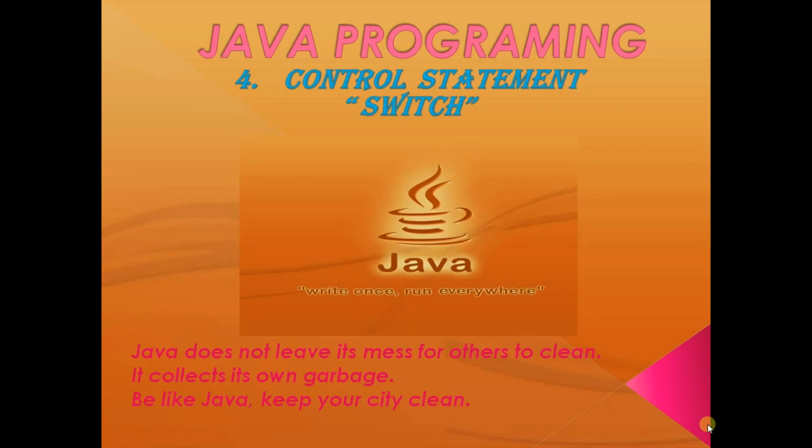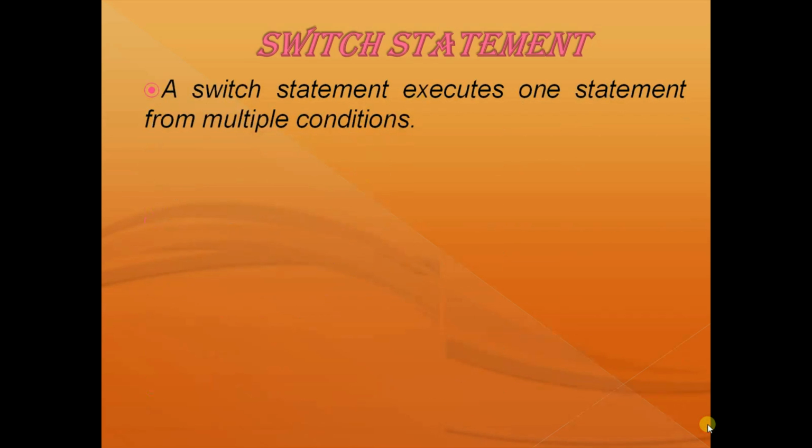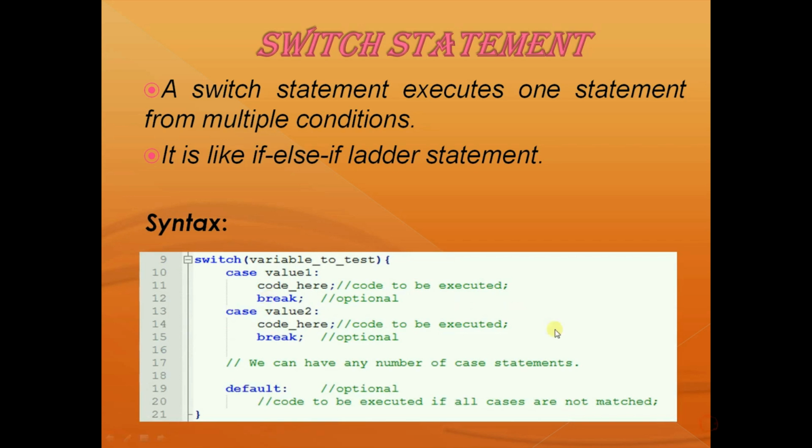In this video, I am going to discuss another way to control the flow of programs, which is with something called a switch statement. So what is a switch statement? A switch statement executes one statement from multiple conditions. It is like the if-else-if ladder statement that we discussed in my previous video. So this is the syntax of the switch statement.